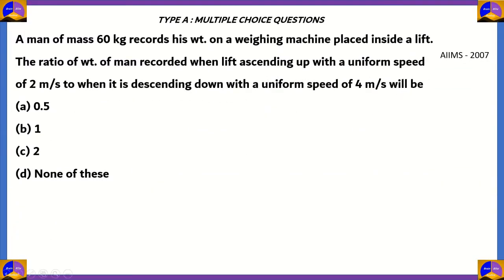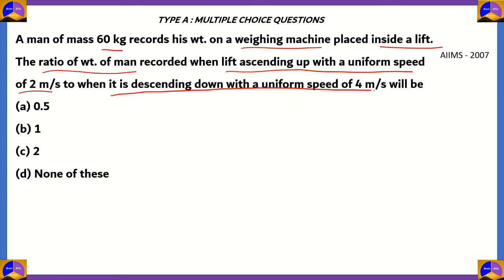Now, next question. A man of mass 60 kg records his weight on a weighing machine placed inside a lift. The ratio of weight of the man recorded when the lift is ascending up with a uniform speed of 2 meters per second to when it's descending down with a uniform speed of 4 meters per second will be.